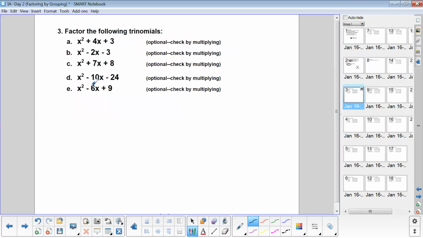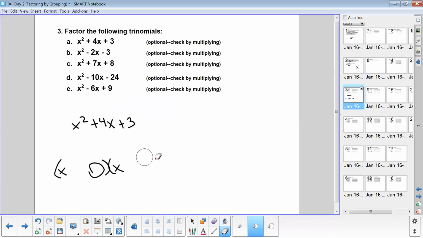So looking at the first one, notice all of these have an A value of 1. It's not written, but it's understood to be 1. So the question I would ask, if you're using a trial and error method, you're thinking, well, I know this one's got to be X, this one's got to be X, and now I'm just playing around with numbers to see what these would be. That would be a trial and error type of method.